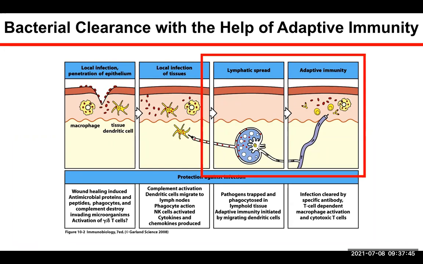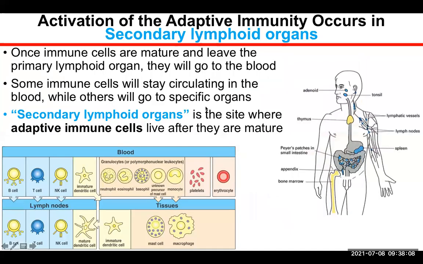Once your B and T cells are educated, then they can go ahead and leave the secondary lymphoid organ, so here the lymph node, and go to the site of infection so they can do their job. So for the duration of this lecture, we're going to be focused on what's happening in the second part of the infection. So just to emphasize, secondary lymphoid organs is where your adaptive immune cells live. Once they interact with antigen, then they can go ahead and leave their secondary lymphoid organ so they can go ahead and do their job.